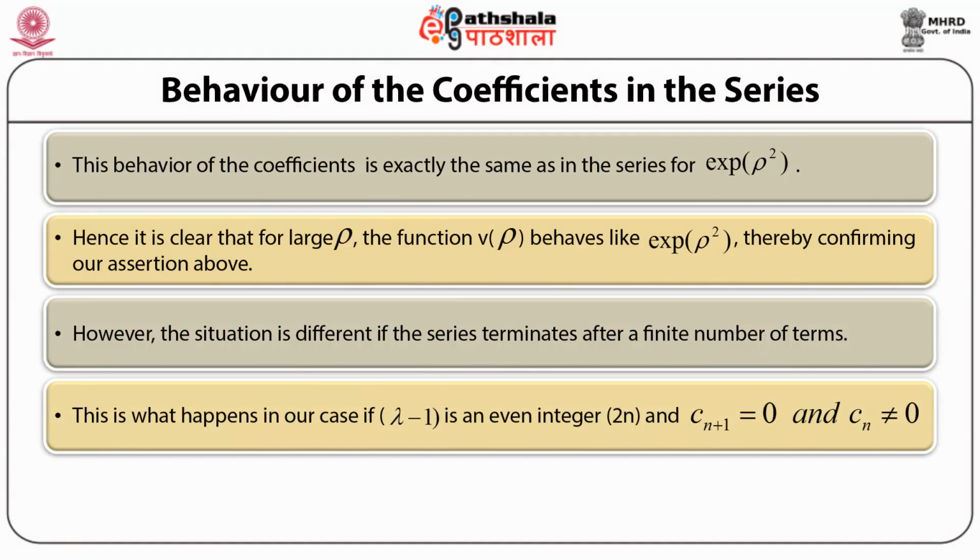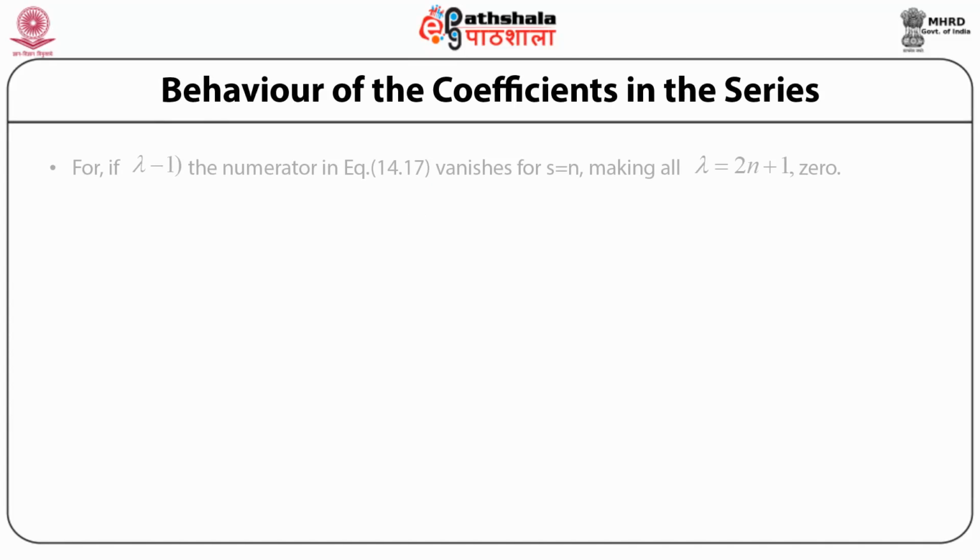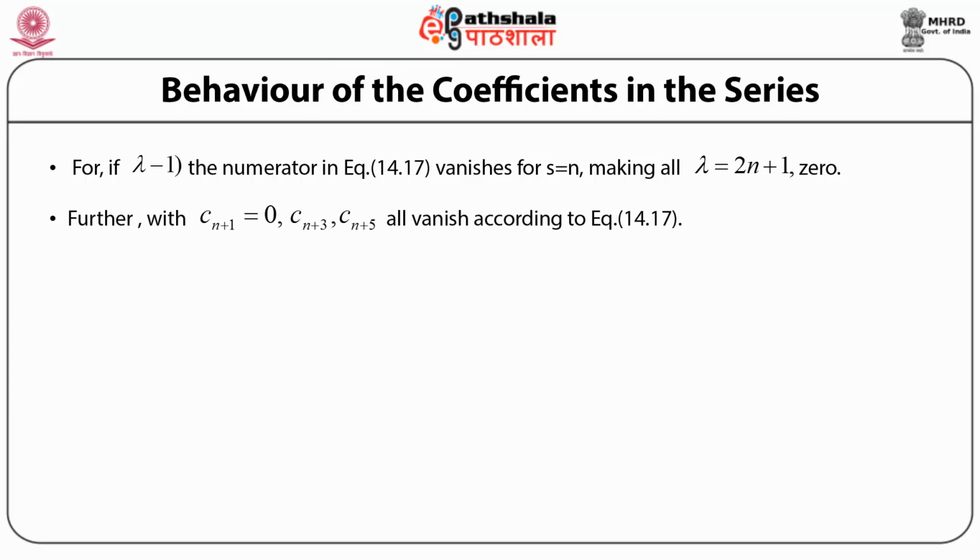However, the situation is different if the series terminates after a finite number of terms. This is what happens in our case if lambda minus 1 is an even integer, that is 2 times n, and coefficient cn plus 1 is equal to 0 and cn is not equal to 0. For if lambda is equal to 2n plus 1, the numerator in equation 17 vanishes for s is equal to n, making all cn plus 2 and hence cn plus 4, cn plus 6 and the further terms 0. Further, with cn plus 1 equal to 0, cn plus 3, cn plus 5 all vanish according to equation 17.